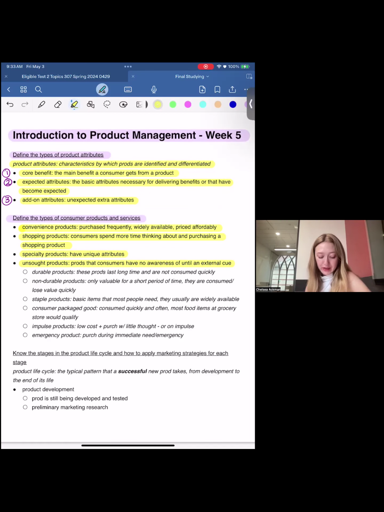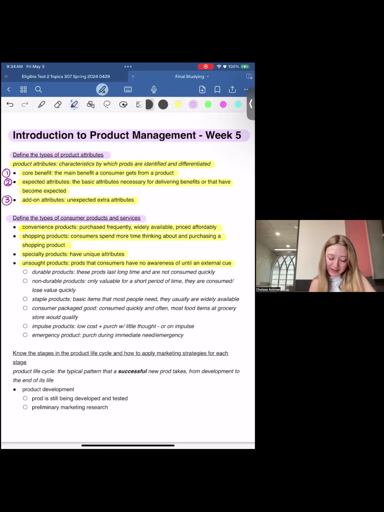Consumer packaged goods, or CPG, are consumed quickly and often. Most food items at grocery stores would qualify. Impulse products are low cost and purchased with little thought or on impulse, and emergency products are purchased during immediate need or emergency.